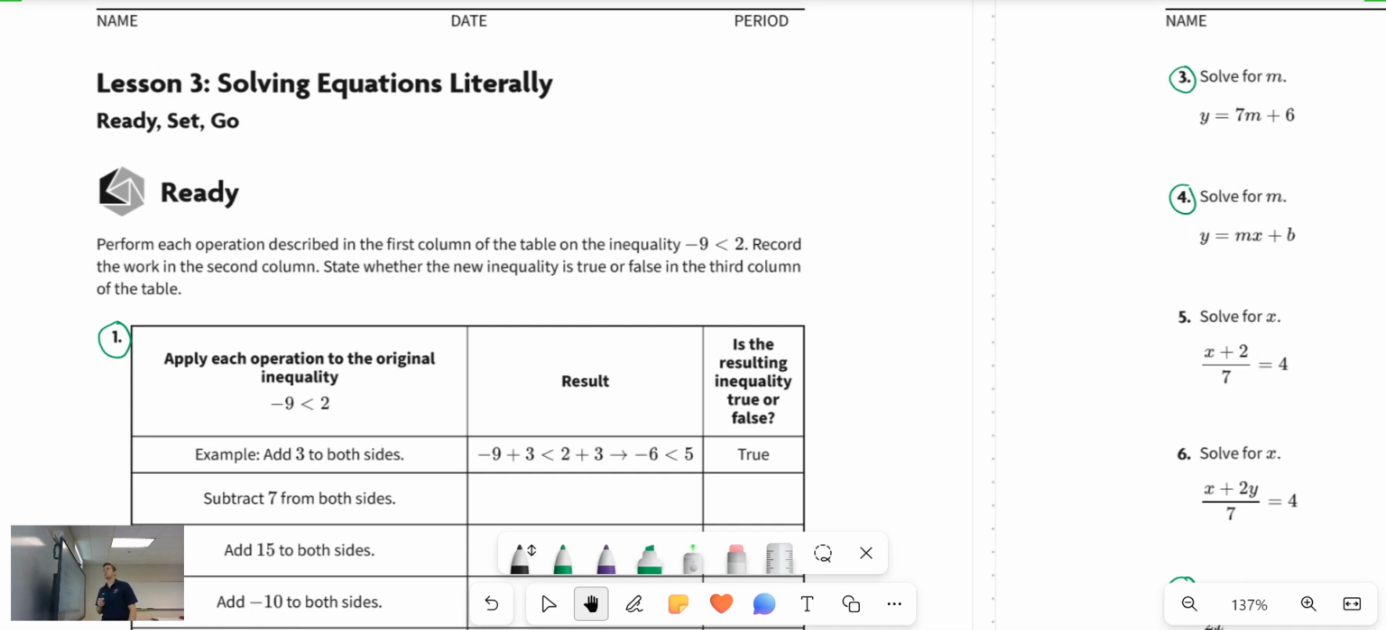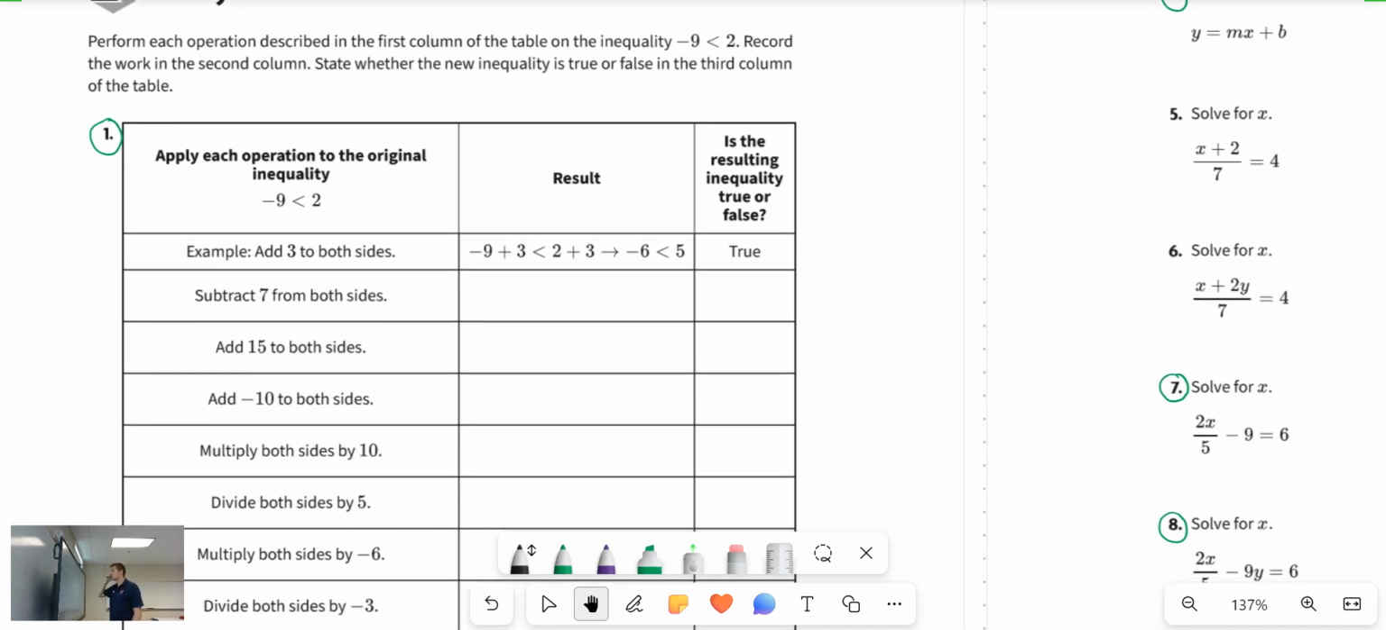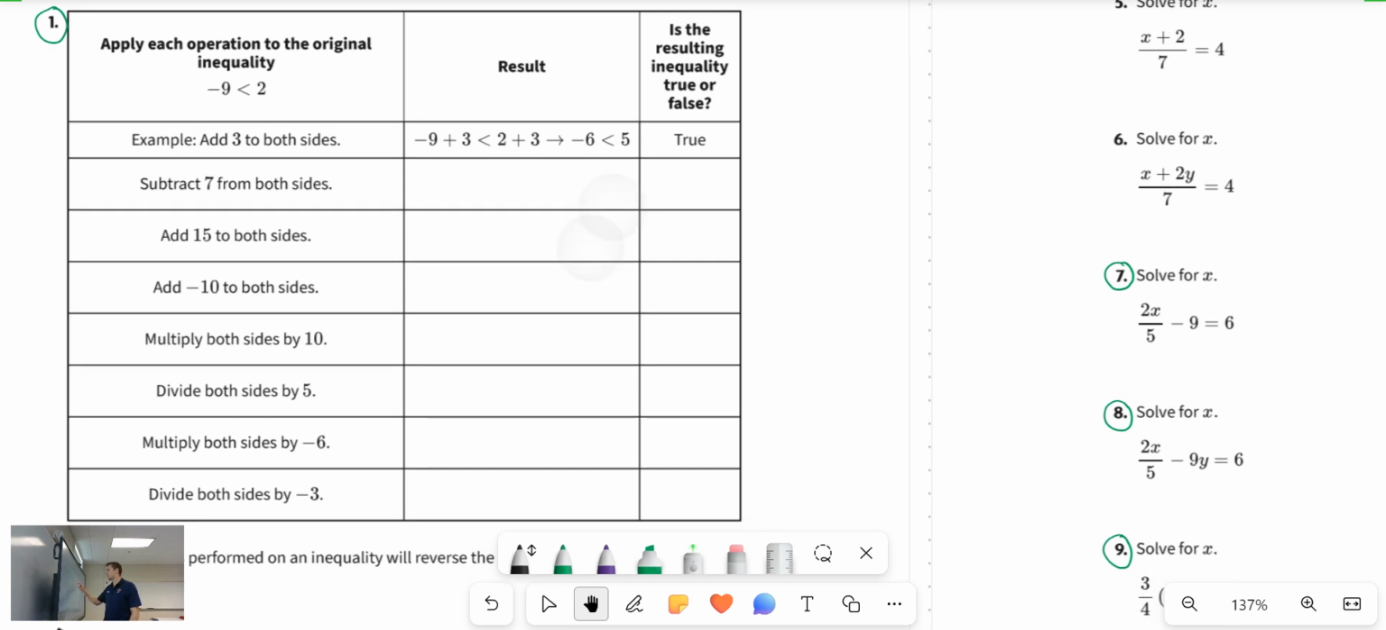All right, welcome to Unit 4, Lesson 3 homework help, solving equations literally. So let's start with the ready. Perform each operation described in the first column of the table on the inequality -9 is less than 2. Record the work in the second column and state whether the new inequality is true or false in the third column of the table. All right, so our example is here.